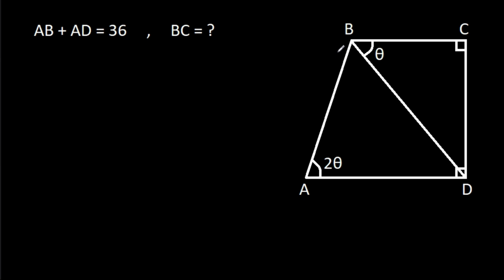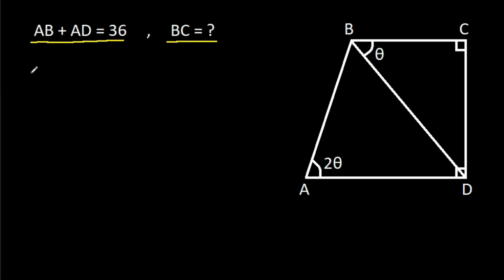In this video, we have been given that angle BAD is 2 theta, angle CBD is theta, angle BCD is 90 degrees, and angle ADC is 90 degrees, and AB plus AD is 36. Then we have to find BC.